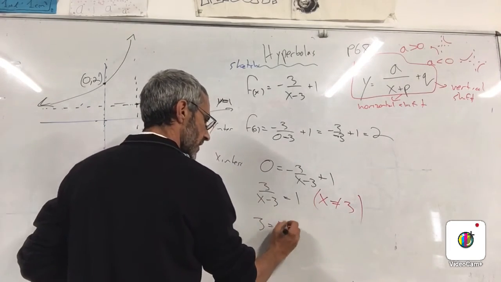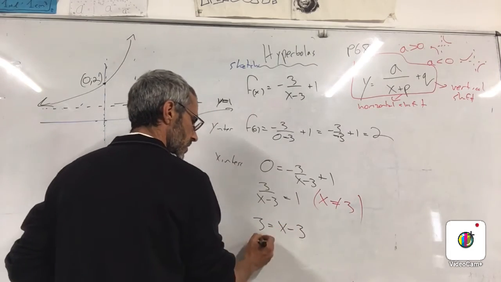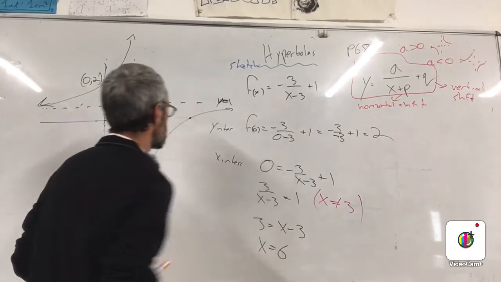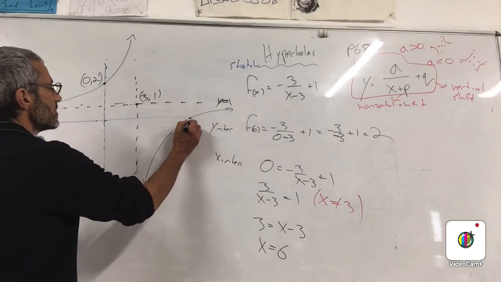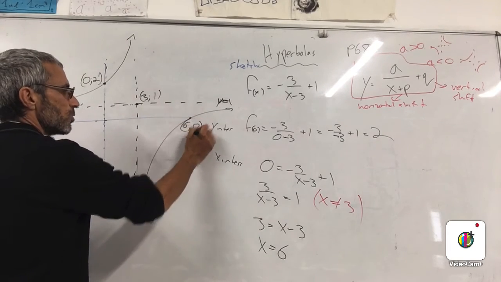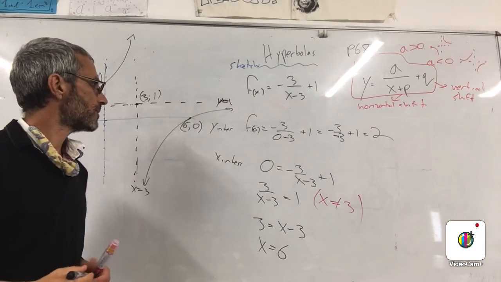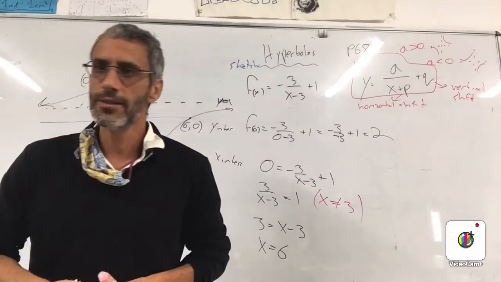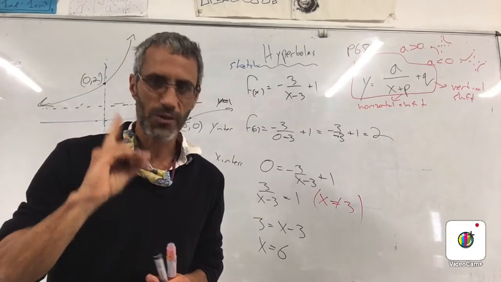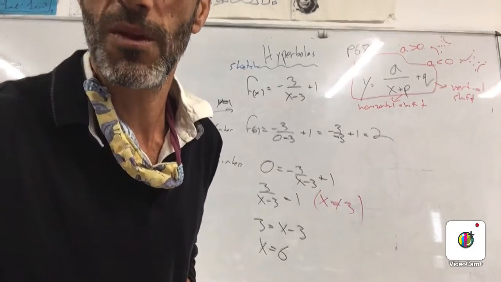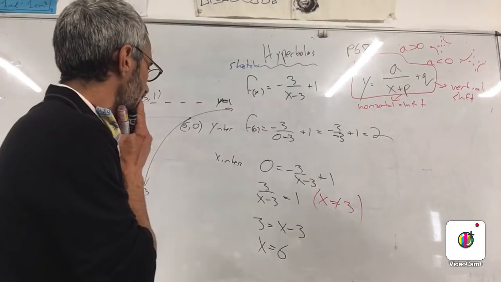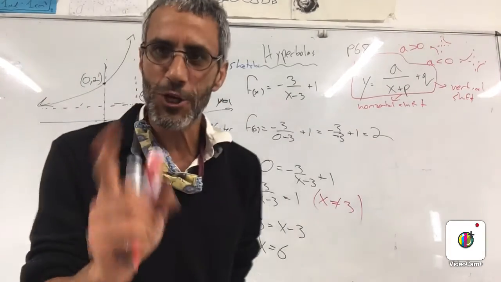3 equals x minus 3. Move the 3 over. x equals 6. So this is (6, 0). I'll pause here and we'll see if I can carry on. Okay, chaps, I'm going to continue with that in a second.